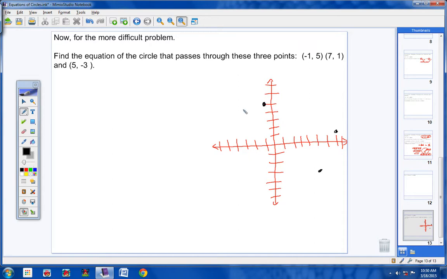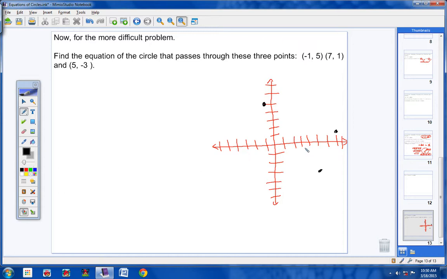Through any 3 non-collinear points, a circle always exists. Always. Now, if these 3 points line up in a straight line, thus they're collinear, then we cannot draw a circle that passes through all 3 points. But if you have 3 non-collinear points, a circle always exists. Now, are you listening to me?